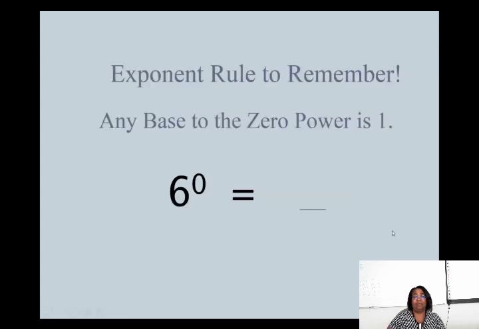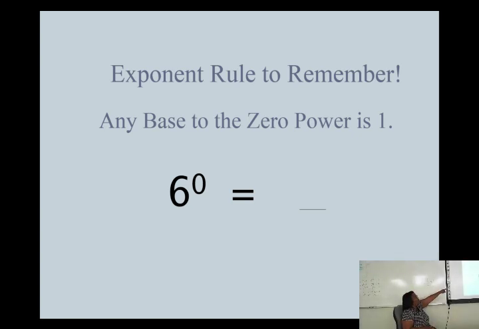Now, I want you to remember that anything to the 0 power is 6. Not 6, I'm sorry. Anything to the 0 power, I got 6 in my brain here, is 1. Now look, let me show you why this is true. When I have anything to the 0 power, this is what the 0 power means. In this case, we have 6. This means 6 over 6. Well, what's 6 divided by 6? 1.